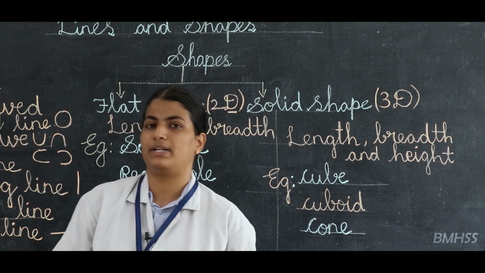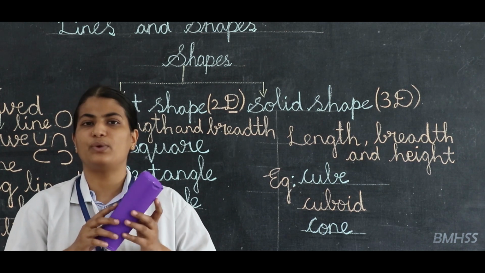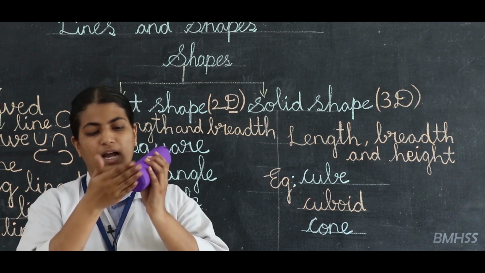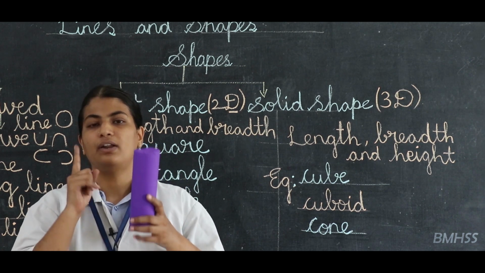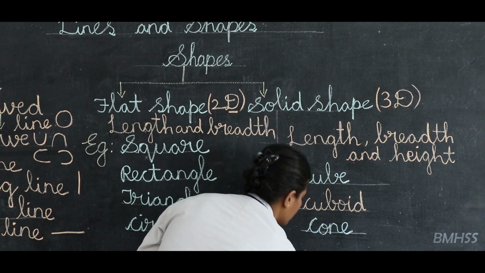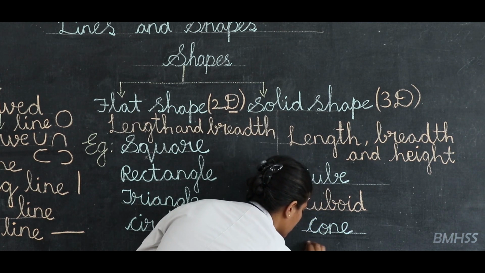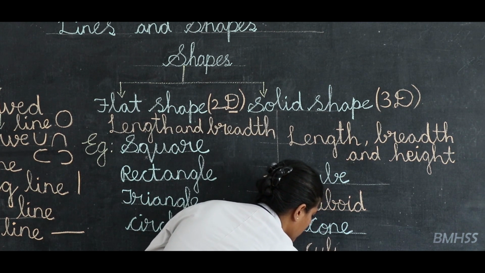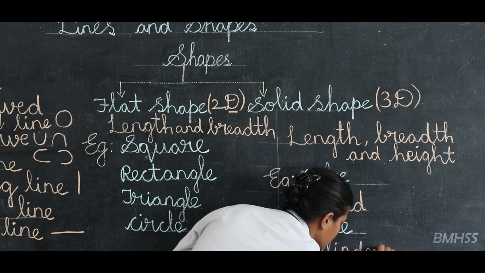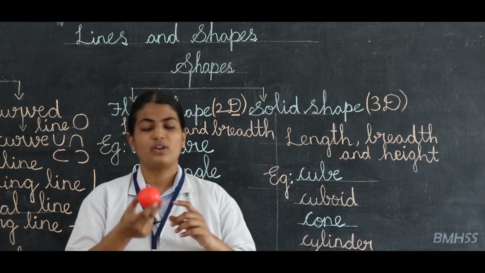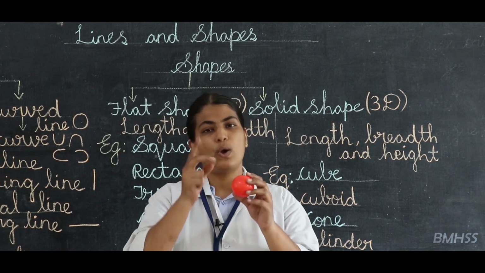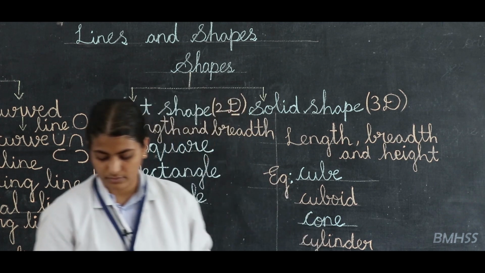The next example is cylinder. In cylinder you will have 1 curved face and 2 flat faces. Up and down you will have 2 flat faces and 1 curved face. So the last example for solid shape is sphere. Sphere has 1 curved face.